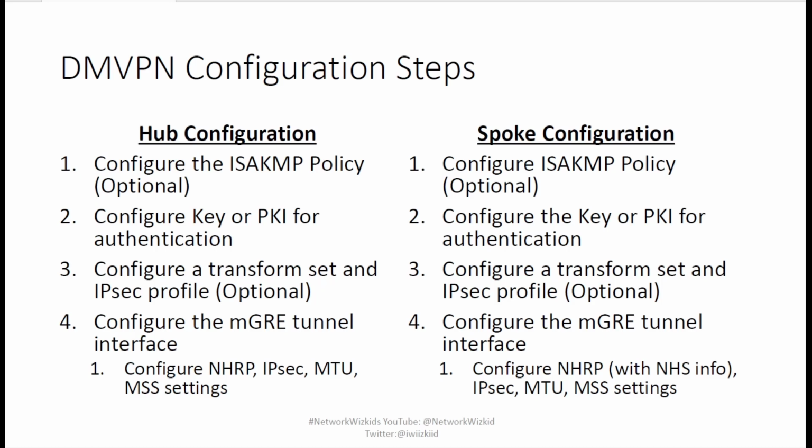So if we look at the hub configuration, we have the optional configuration of the IKEv1 or ISAKMP policy. We need to actually configure a key. So either a pre-shared key that's going to be shared across the devices participating in the DMVPN, or we can actually make use of PKI as well. So we can make use of certificates to form that relationship between the peers, if we choose to do so.